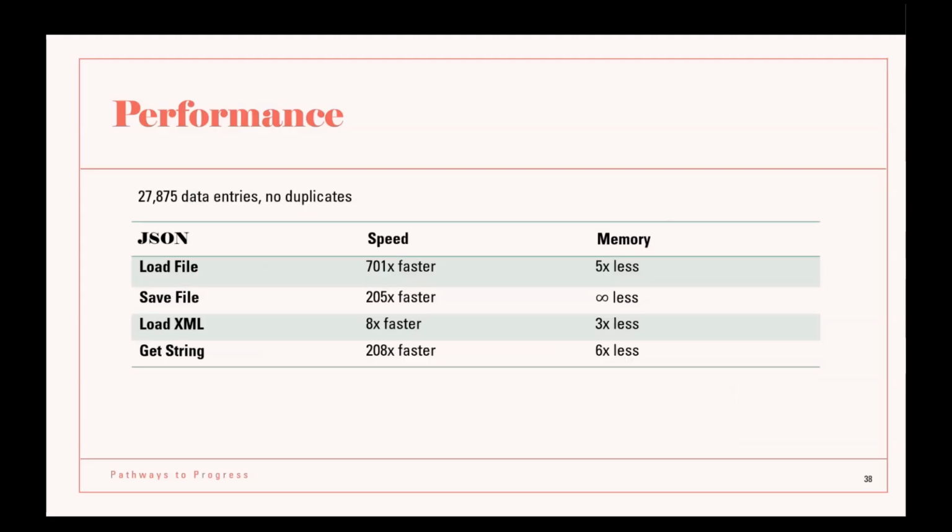So let's break down the metrics a little bit. We can see that the JSON object is significantly faster than the XML object. The fastest being about 700 times faster at loading a file, and the slowest being 8 times faster at converting from XML. We can also see significantly less memory usage from each of the functions in comparison to the XML version in its object.